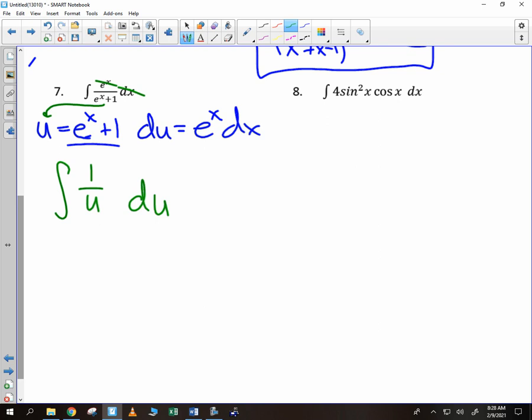I wonder if you remember what the antiderivative of 1 over u is. Remember, u to the negative 1, if you increase the exponent by 1, you get 0, and we'd be dividing by 0. We don't really know what that is. There's something special that you take the derivative of to get 1 over u, and that will be natural log. Natural log of e to the x plus 1, plus a constant.